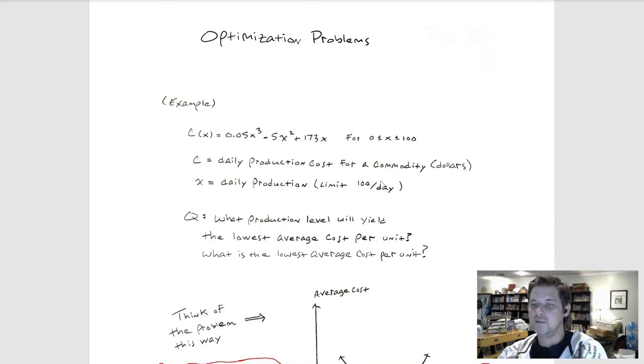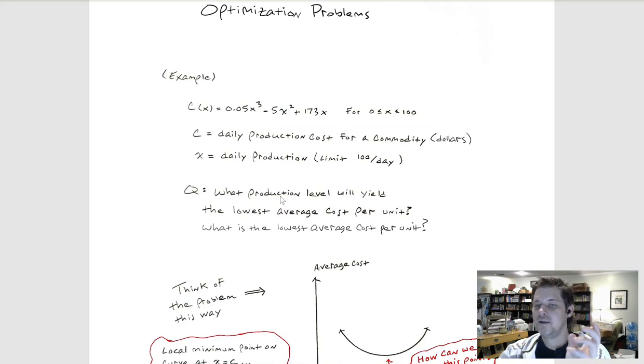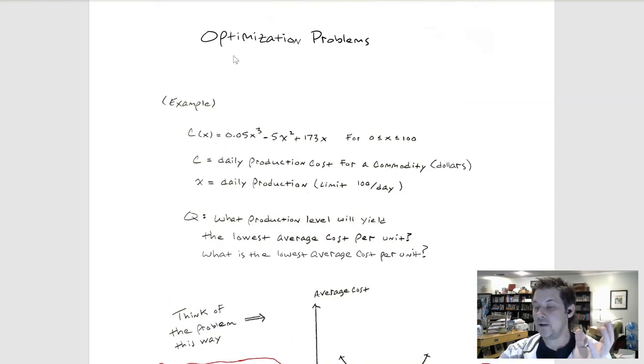Now, it might be complicated to imagine why the factors of production are like that. You might say, well, why don't you just produce the maximum? If you can make 100 per day, make 100 per day. But it may be that somewhere in the middle is what optimizes all the factors involved. So far I've got this function that calculates the daily production cost of some commodity, and I want to know what production level will yield the lowest average cost per unit. That's what we mean by optimize.